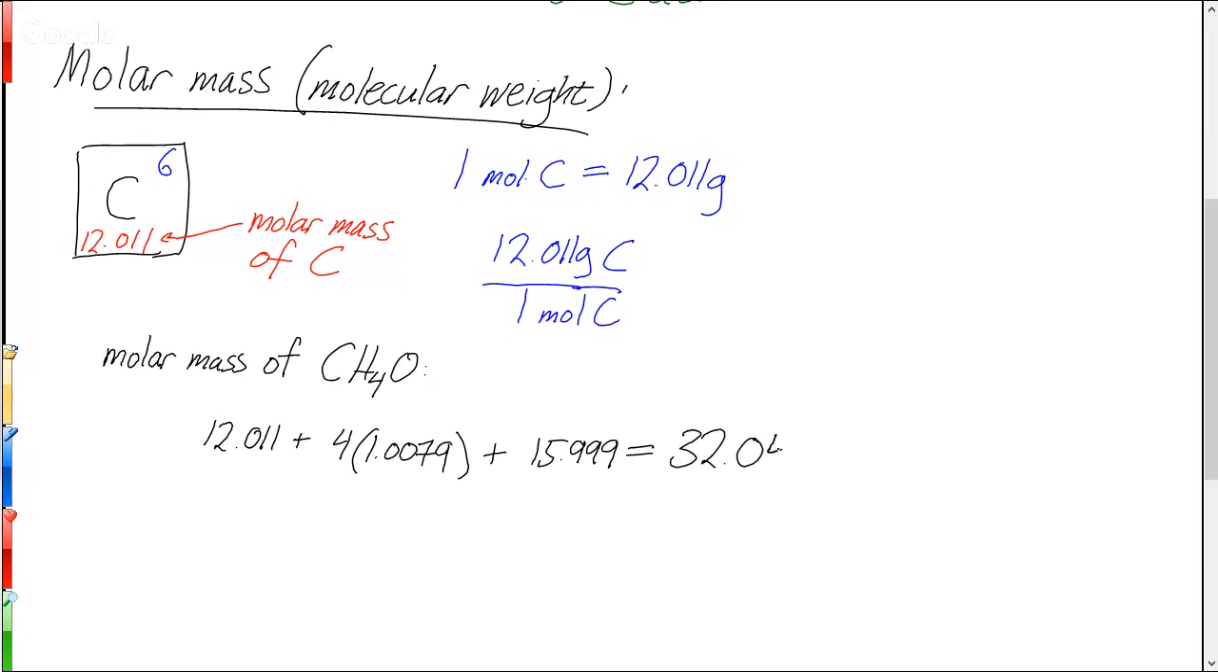32.0416. So let's go like this. That tells us there's about 32 grams per mole. So there's this many grams of CH4O per 1 mole of CH4O.